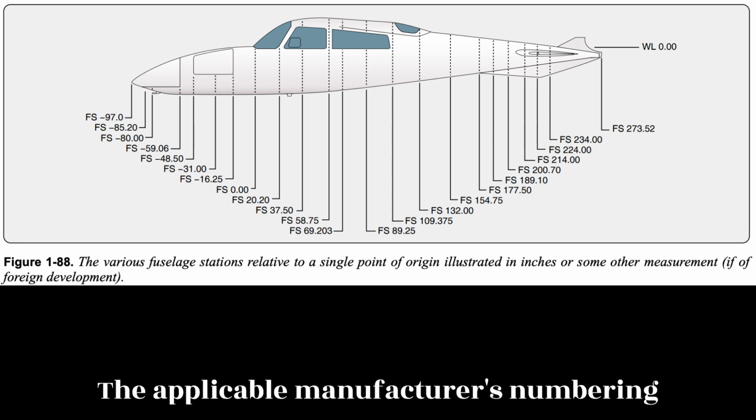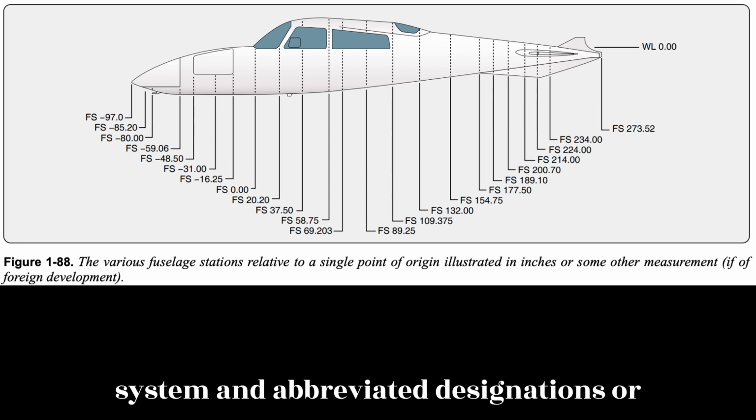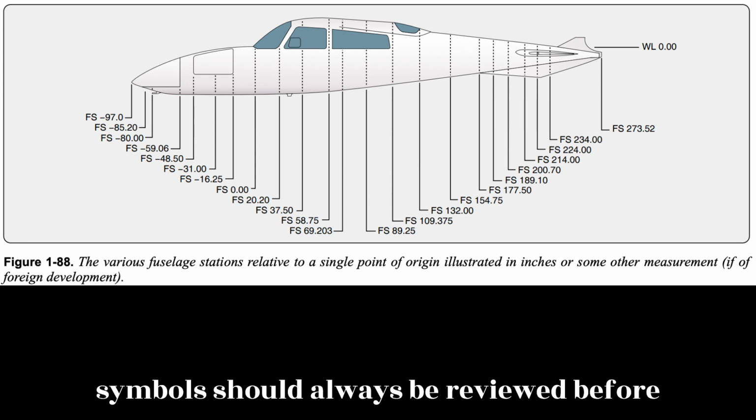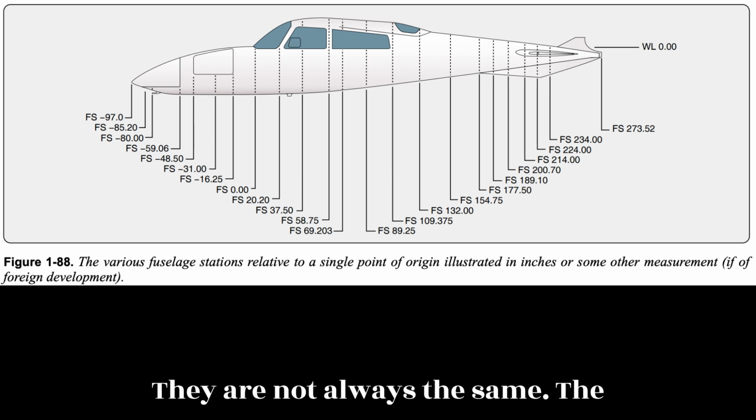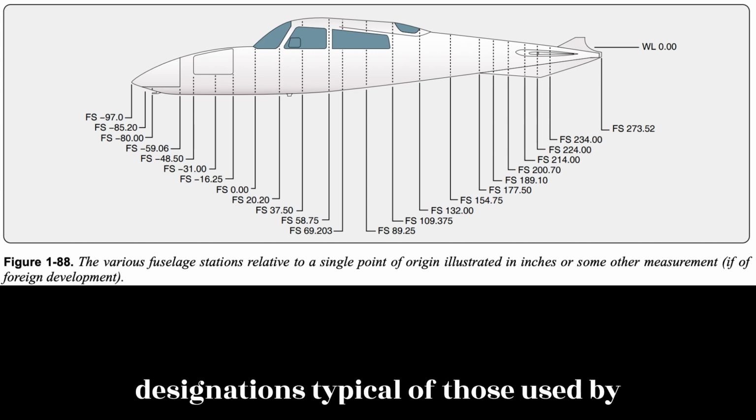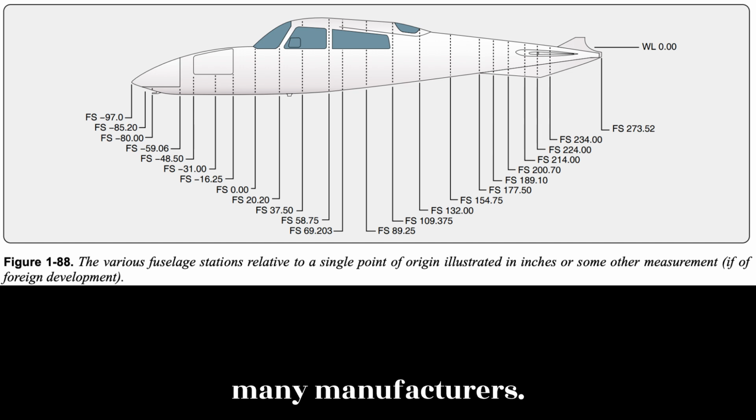The applicable manufacturer's numbering system and abbreviated designations or symbols should always be reviewed before attempting to locate a structural member. They are not always the same. The following list includes location designations typical of those used by many manufacturers.